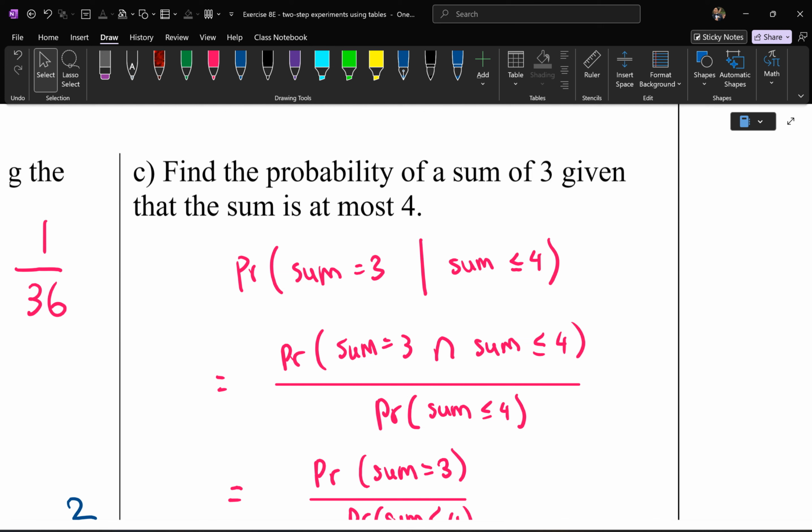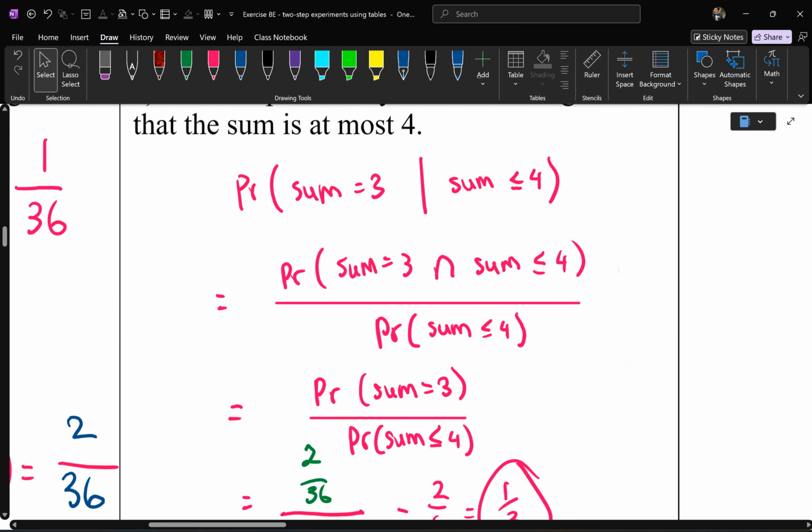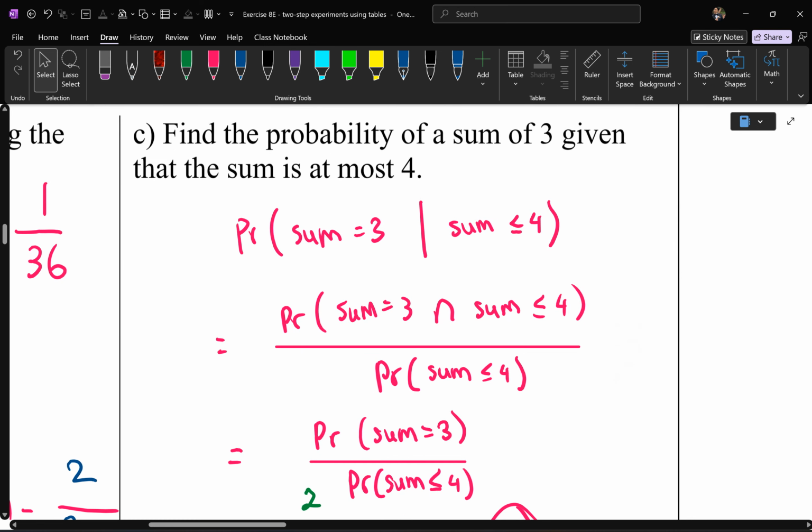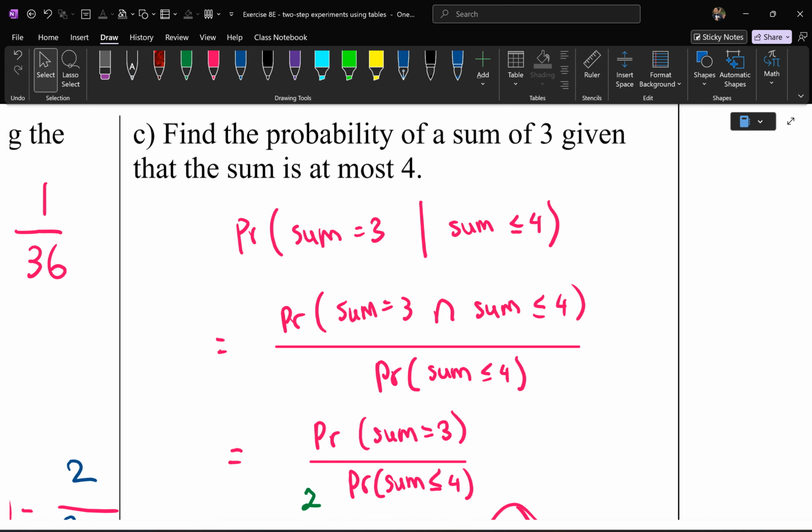The total probability is not out of 36 anymore, it's out of the ones that add up to 4, maximum. So that's where the total is probability sum less than or equal to 4. But sum equals 3 intersecting sum less than or equal to 4, really that just means, where do they both occur at the same time? Sum equals 3. Once you've got this notation correct, now it's just looking at a two-way table to answer the question. What's the chance of it summing to 3? For those who are questioning this line, this is a key line.